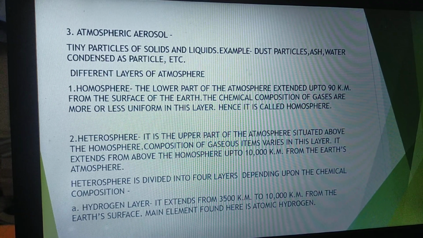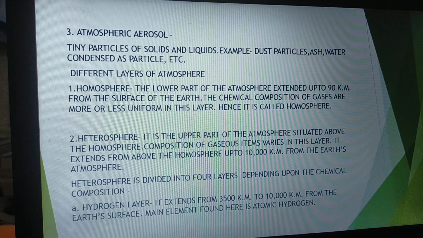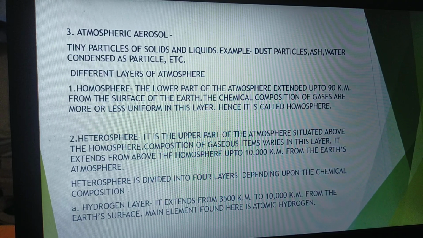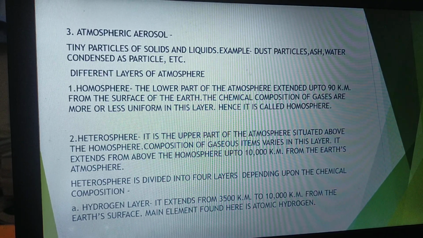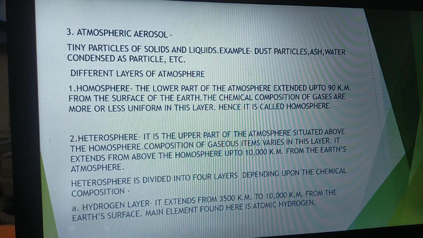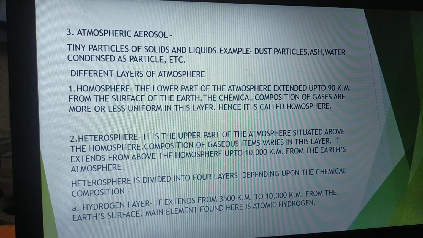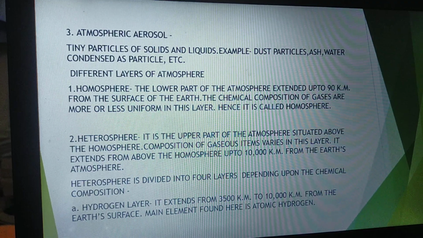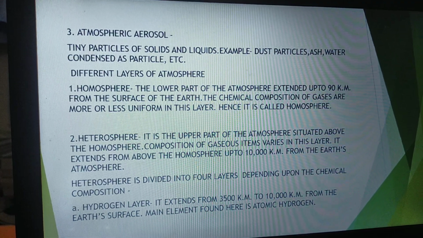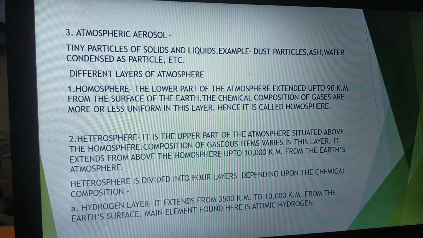Why is this called homosphere? Because the chemical composition of gases is more or less uniform in this layer. So it is called homosphere. The second one is heterosphere. It is situated above the homosphere. In this layer, the composition of gaseous items varies. It extends from the homosphere up to 10,000 kilometers. So the heterosphere can be divided into 4 layers depending upon the chemical composition.